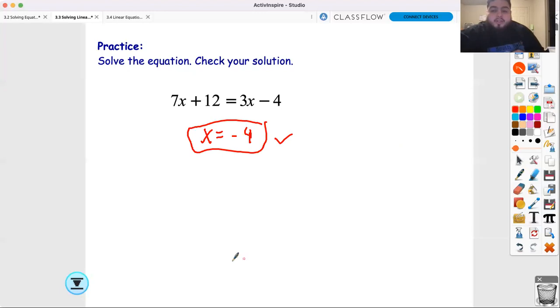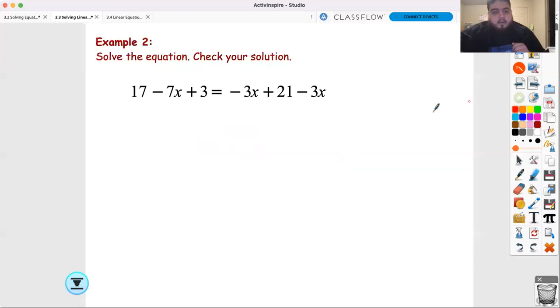Are there any questions on the steps needed to take to solve for this equation, class? Are there any questions at all? Or for the checking part? All right, let's go ahead and move on. Here's example 2. Go ahead and give you guys a minute to set it up. Draw a line down the equal sign.